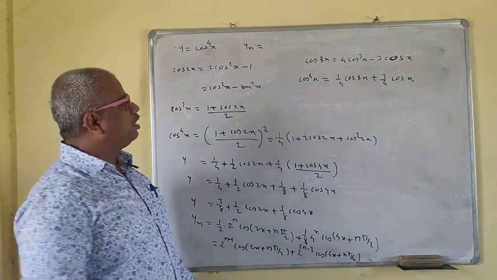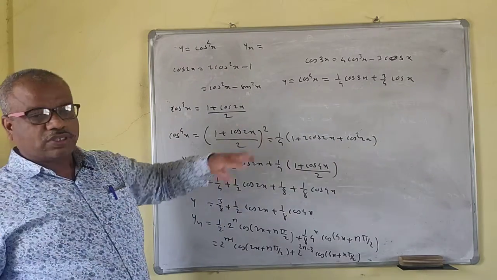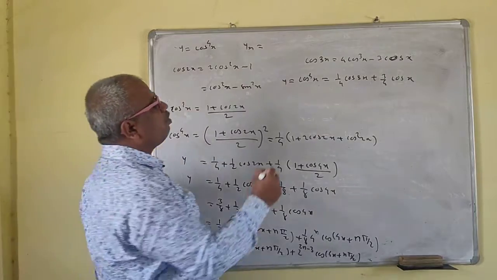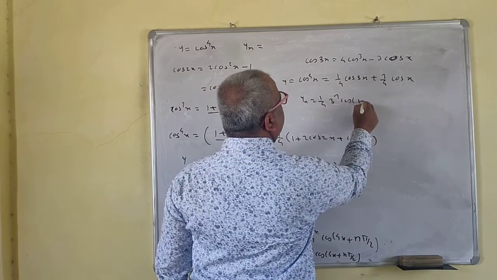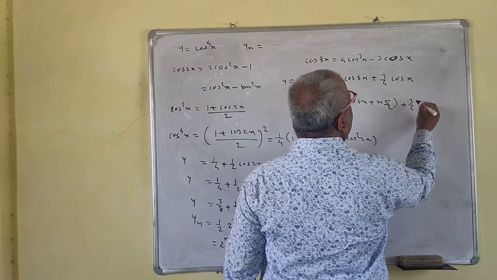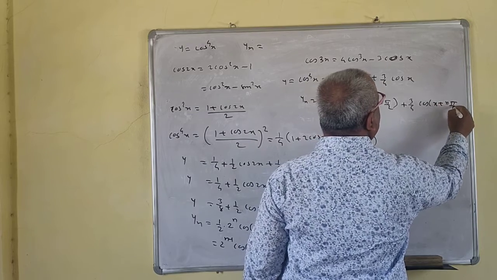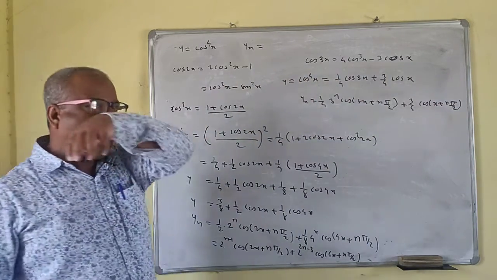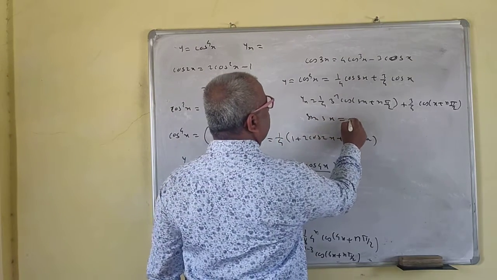Now this is your y. So y is your cos cube x. You can differentiate this. Now your y is what then? yn is equal to 1 by 4, 3 raised to n cos of 3x plus n pi by 2, plus 3 by 4, your a is 1. So this is cos of x plus n pi by 2. In this way.